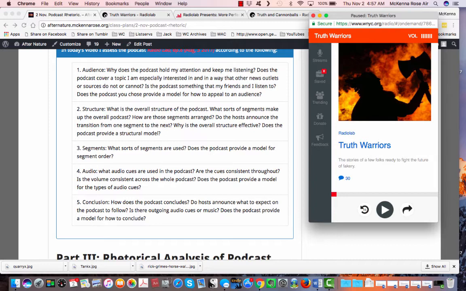Okay, the next clip that I'm going to play is a good example of a way that you can introduce either an interview or a sound clip. So what you're going to hear is one of the hosts, Robert Krulwich, talking over a sound clip that's the first bit of evidence in the overall podcast. And so as the sound clip rolls, he talks over the clip, explaining what we, the audience, are supposed to pay attention to and how it fits into the larger goal of the podcast.